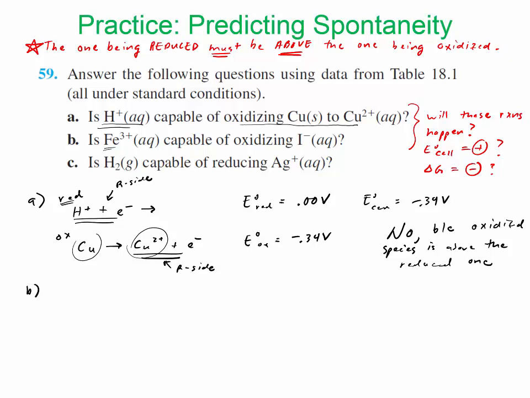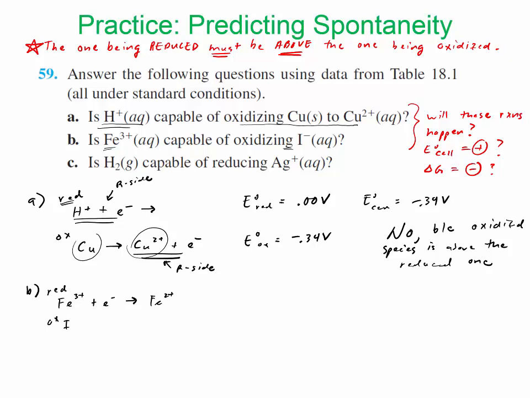Okay, so let's take a look at part B. Is Fe3 plus capable of oxidizing I minus? Our reduction is Fe3 plus. So we need to find Fe3 plus plus an electron, Fe2 plus.